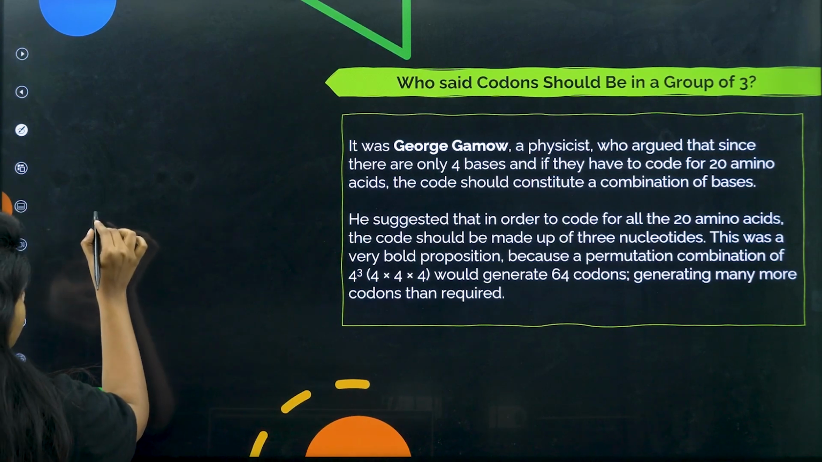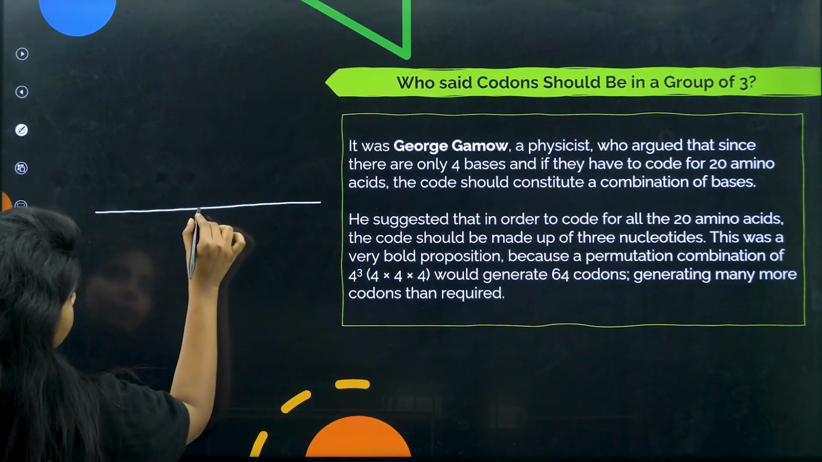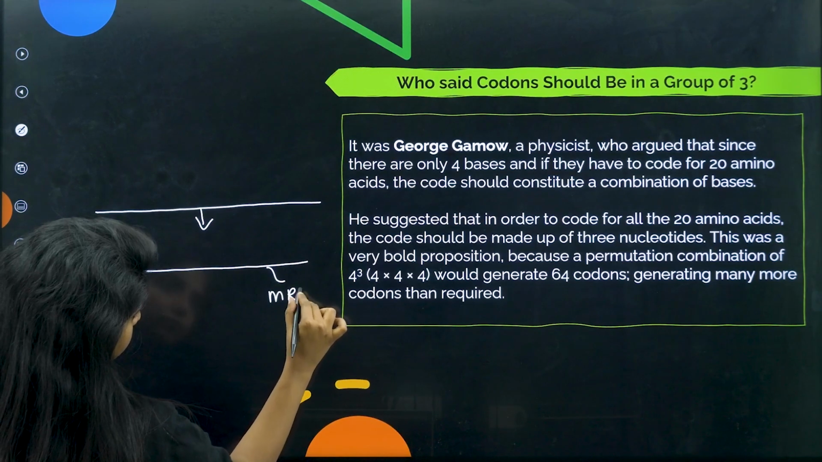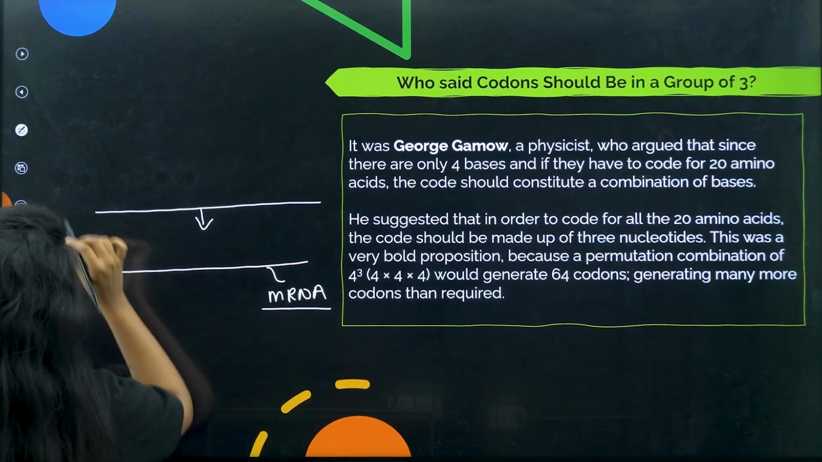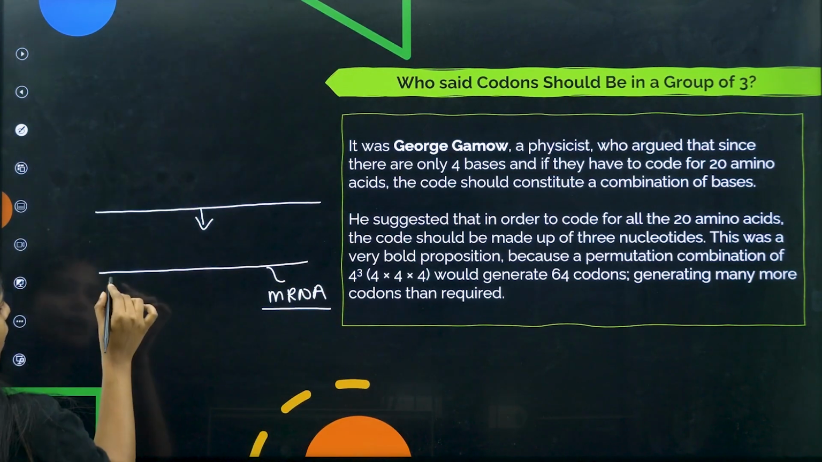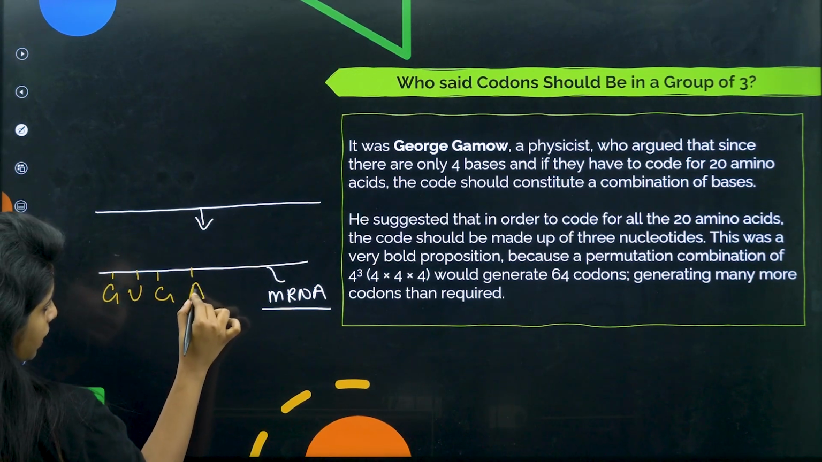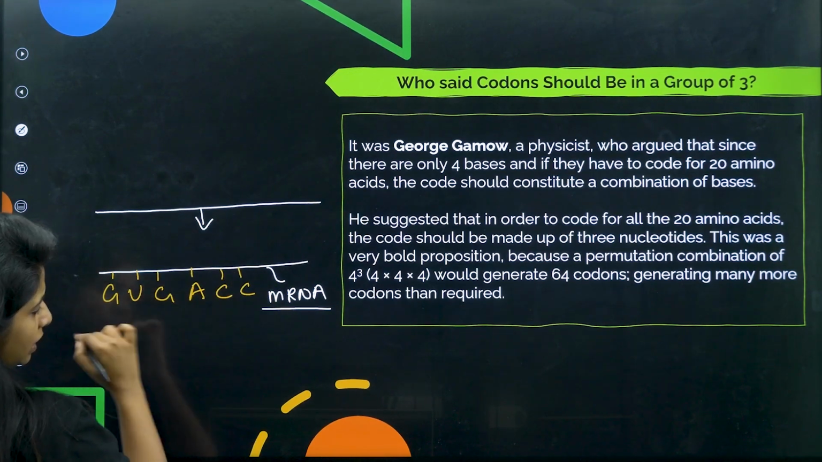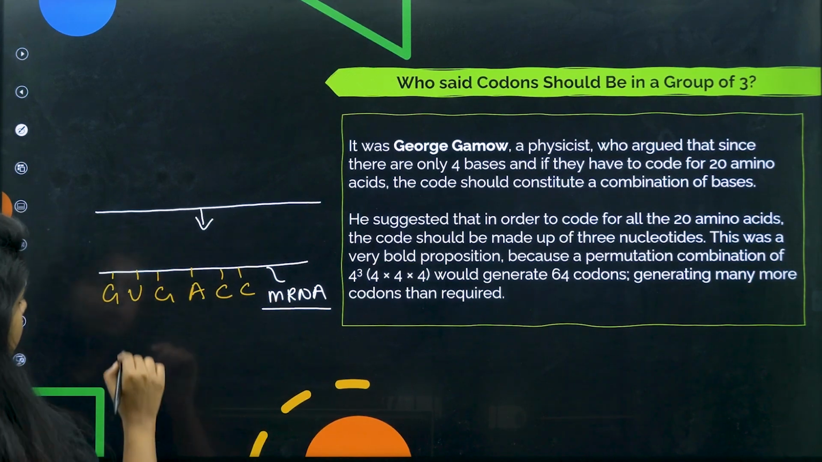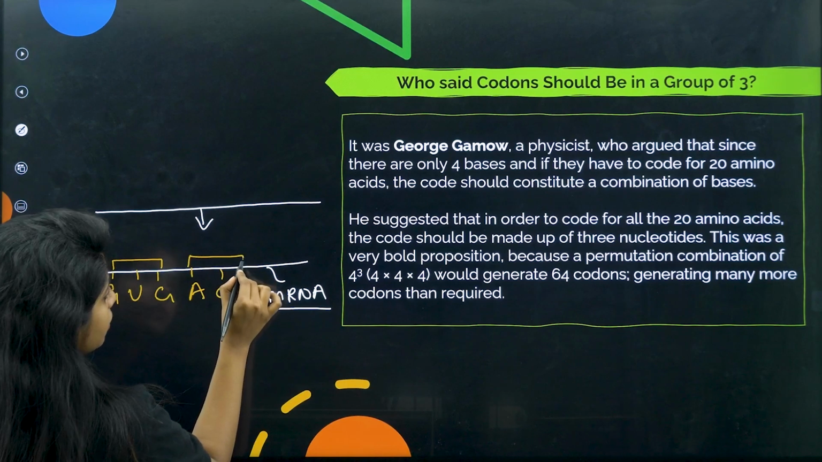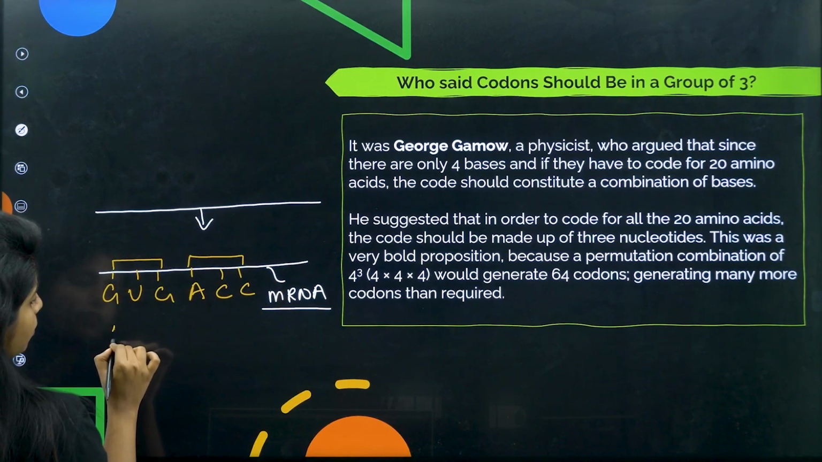Basically, I told you the DNA forms the RNA. This is the mRNA, the messenger RNA, and the mRNA will have codes on it, for example GUG, ACC, whatever is there. And now I say that we are going to read it in the format of 3, that is, a triplet.